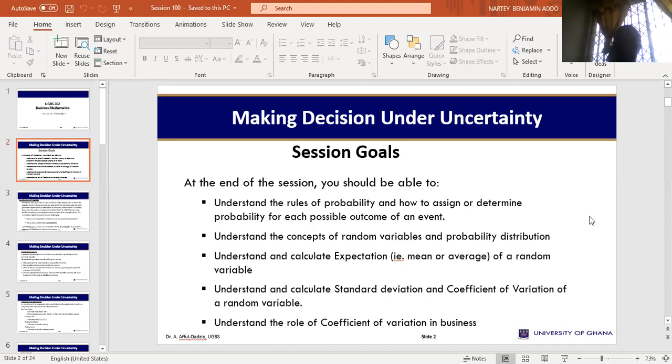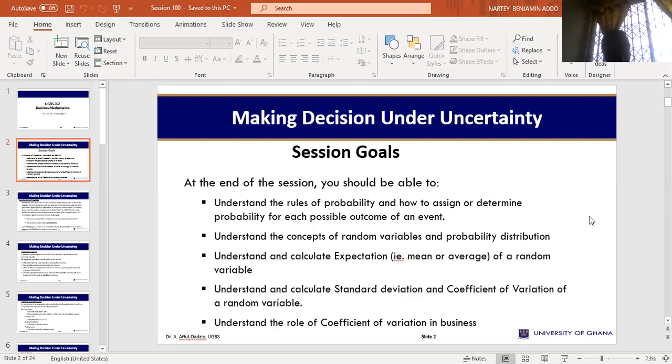So at the end of the session, you should be able to, one, understand the rules of probability, and then how to assign or determine probability for each possible outcome of an event. So here we'll look at some underlying terminologies. For example, what do we mean by sample space? If you understand these terminologies, then probability is very simple, right? So sample space, event, experiment, and so on, a trial. So look at them.